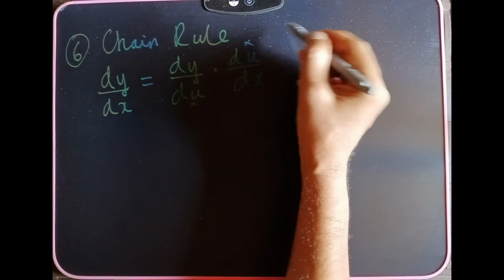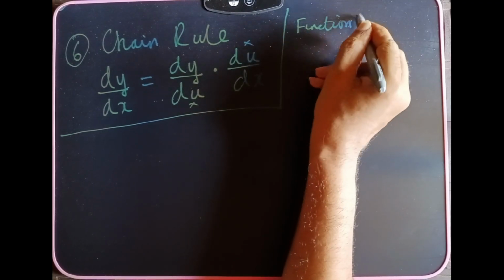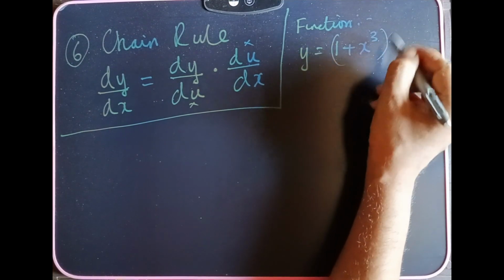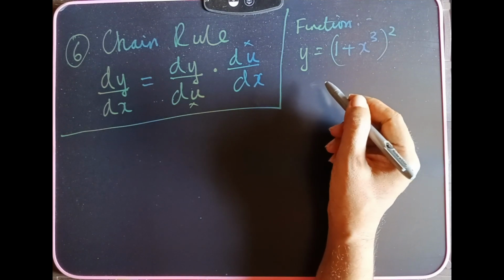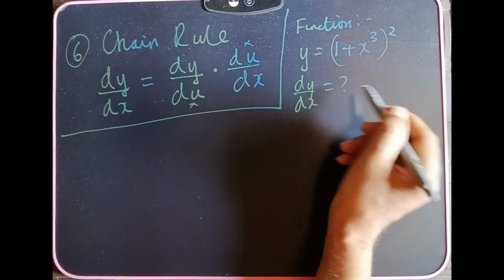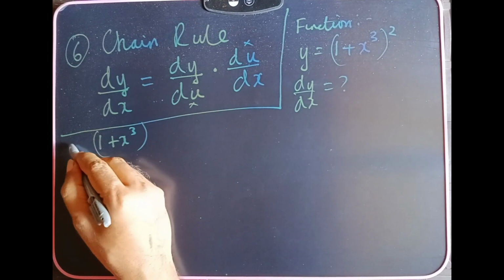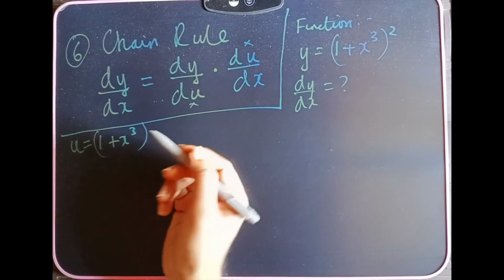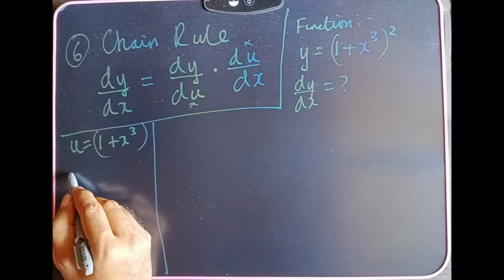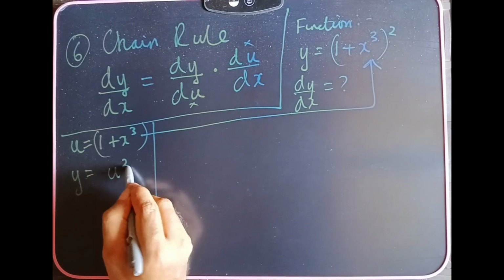Let us say we have a function. This is the rule, and we have a function here. The function is y is equal to (1 plus x cube) raised to the power of 2. Now we want to find dy by dx. So what we can do here is take this expression, 1 plus x cube, and write it equal to u. Now this expression will look like y is equal to u square, if I replace this in the function.